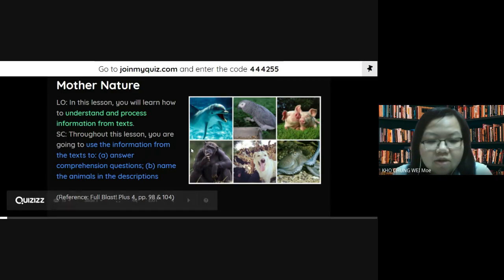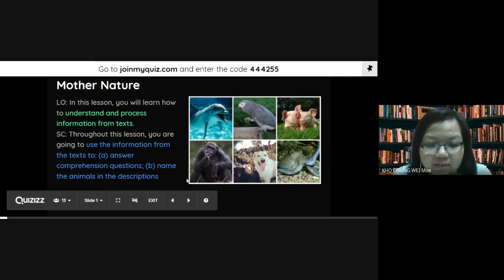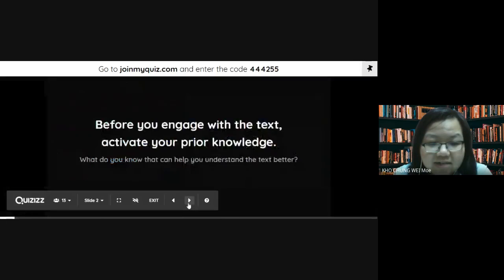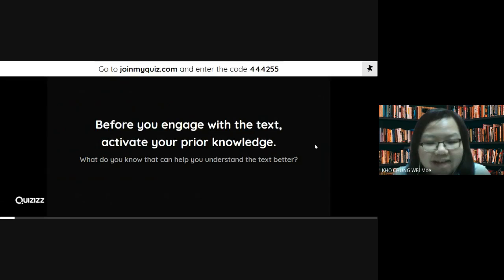To be specific, you are looking for specific information when you read. That is the main objective of this lesson. All right, let's start. Before you engage with a text, you need to activate your prior knowledge. What do you know that can help you understand the text better?